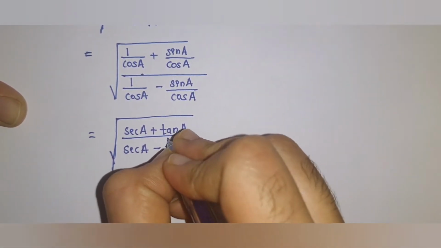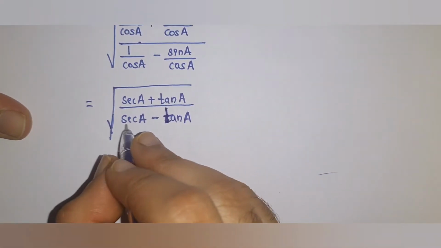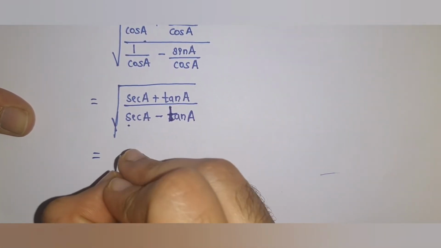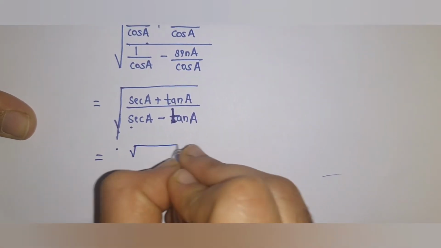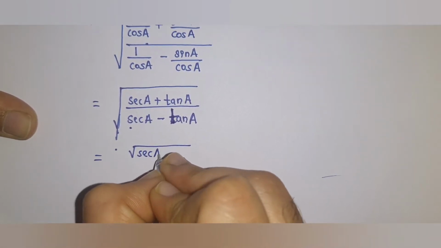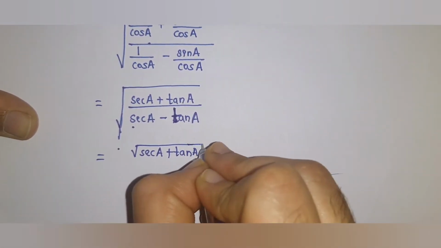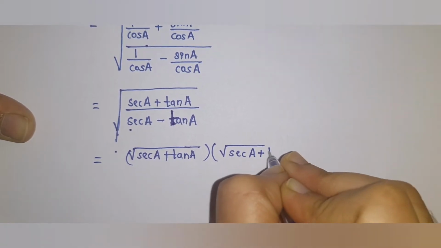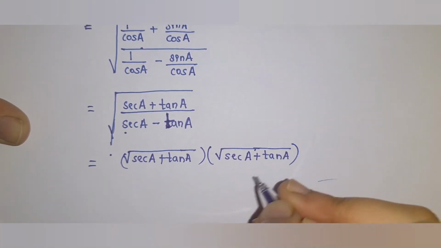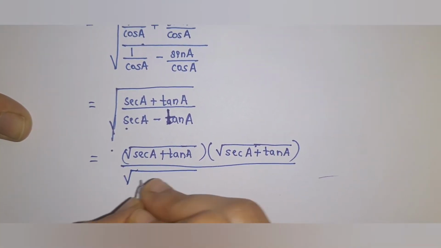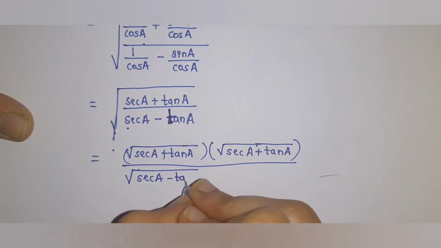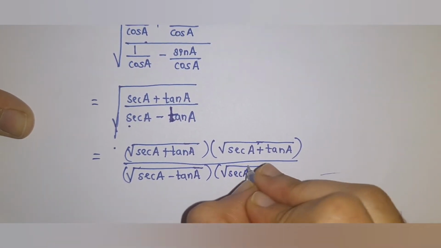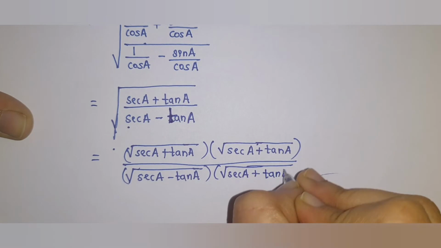This is tan A, and we'll multiply and divide by root of sec A plus tan A. So we get, after multiplying, root of, we'll separate this for numerator and denominator, sec A plus tan A into root of sec A plus tan A, this is in complete under root, divided by root of sec A minus tan A into root of sec A plus tan A.